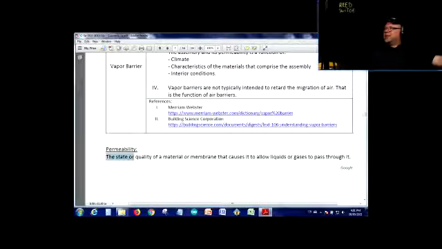Permeability here is the state or quality of a material, in this case, not in magnetism. Permeability is a state or quality of a material or membrane that causes it to allow liquids or gases to pass through it. Permeability. There you go.